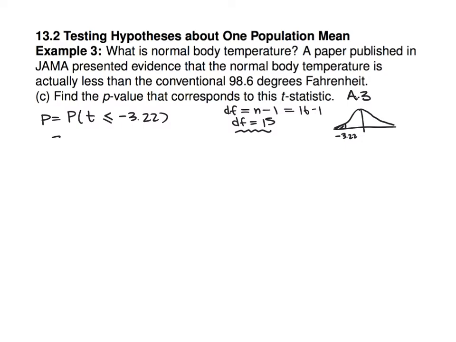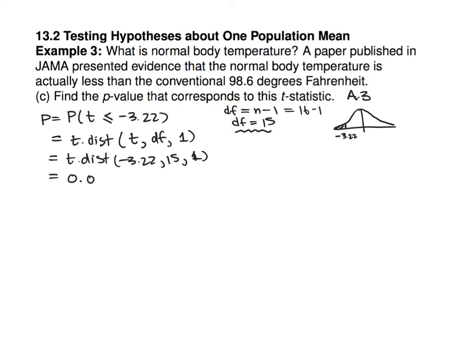So in Excel, you type in t.dist, at least in my Excel, yours may be a little bit different. Type in the t value that you have, the degrees of freedom, and then this last thing, you just put in a 1, which means it finds all of that area. So we type in t.dist, negative 3.22, 15 degrees of freedom, 1, which means it finds all the area, and this gives us 0.0029. So that's the exact p-value.